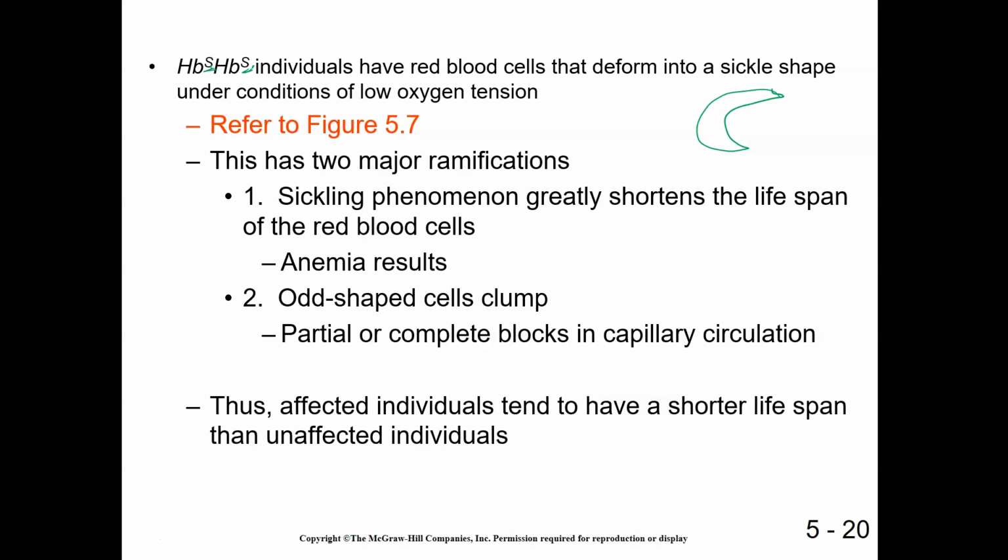And what the sickle red blood cell shape does is it doesn't allow oxygen to hold on to the red blood cell very efficiently. And so what happens then is that the sickling phenomena shortens the lifespan of red blood cells. Red blood cells are considerably more fragile when they're in the sickled shape. The individual gets anemia, and the sickled red blood cells have a tendency to clump. And so they can block capillaries during circulation, resulting in strokes if it's really severe. And so what that does is it leads to a shorter lifespan in individuals.